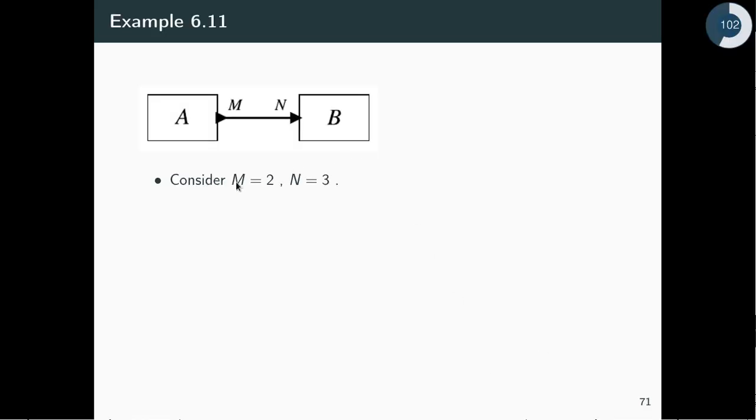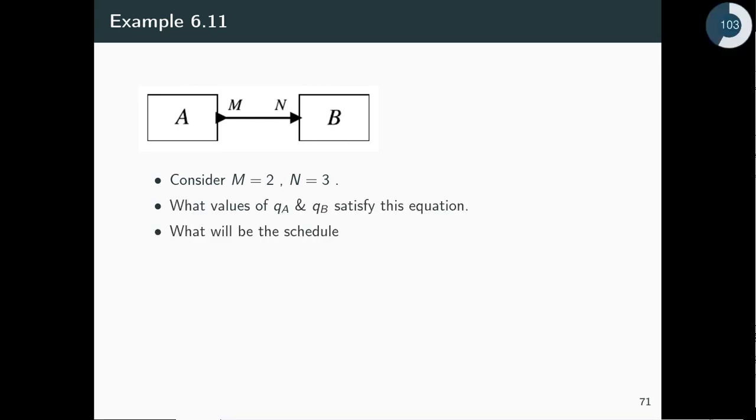Let's consider an example where we want to balance the two sides, QA·m and QB·n. m equal to 2 and n equal to 3. So what are the values of QA and QB that satisfy this equation? What will be the schedule? So let's try to work this out. This is quite straightforward.